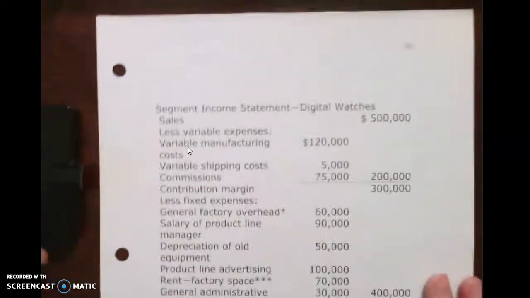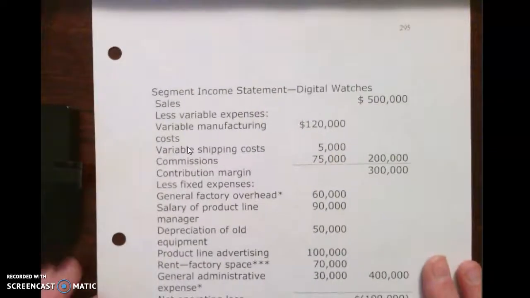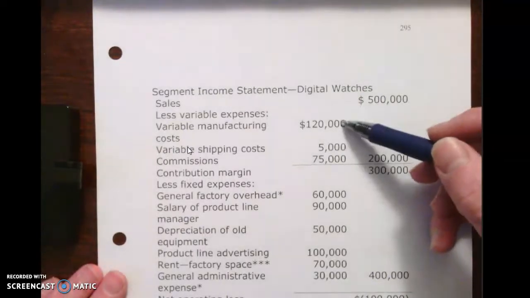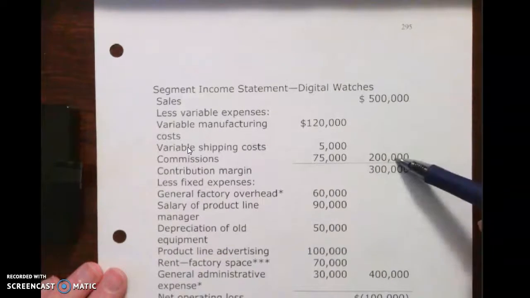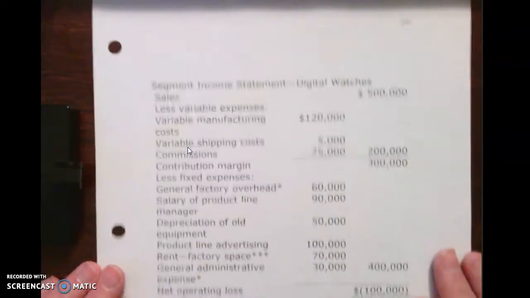So we have our digital watches income statement right over here. We have our sales of $500,000, less variable manufacturing costs, less variable shipping, and our commissions gives us total variable costs. Sales minus variable costs gives us contribution margin.